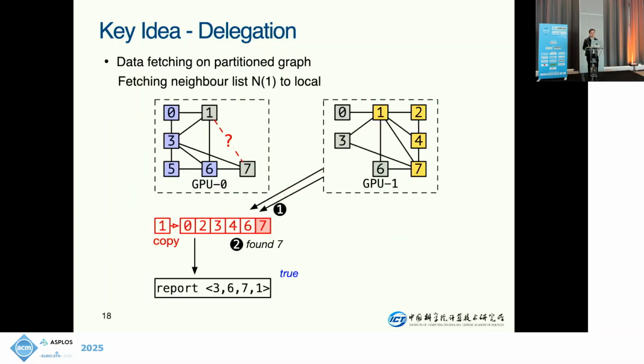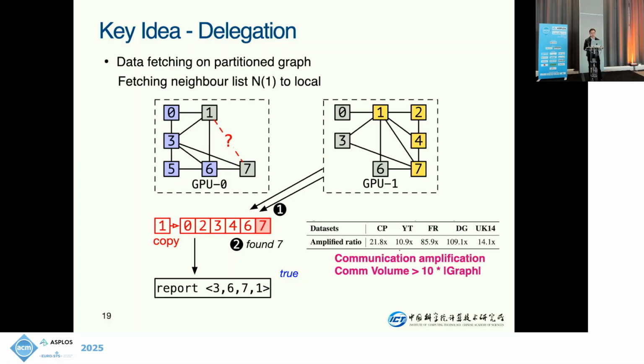Now, GPU 0 doesn't have vertex 1's neighbor list. In the traditional data fetch mode, to check whether vertex 7 is connected to vertex 1, we need to fetch vertex 1's neighbor list to local memory and then perform the set operation on GPU 0. Finally, we can obtain the matched subgraph 3671. However, the repeated neighbor fetching causes a communication amplification issue, making the communication balloon to 10 times the size of the data graph.